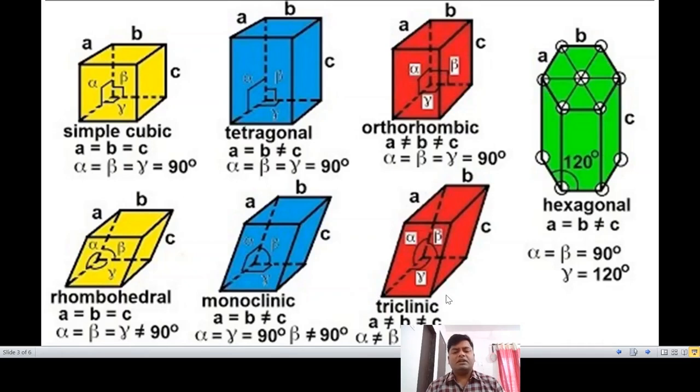When we come to the triclinic, all sides are not equal, meaning A not equal to B not equal to C, and all angles are not equal to 90 degrees and they are unequal. Okay, so A equal to B equal to C, and alpha not equal to beta, not equal to gamma, even they are not having the 90-degree value. So this is about the relation and the shape of the different seven crystal systems.